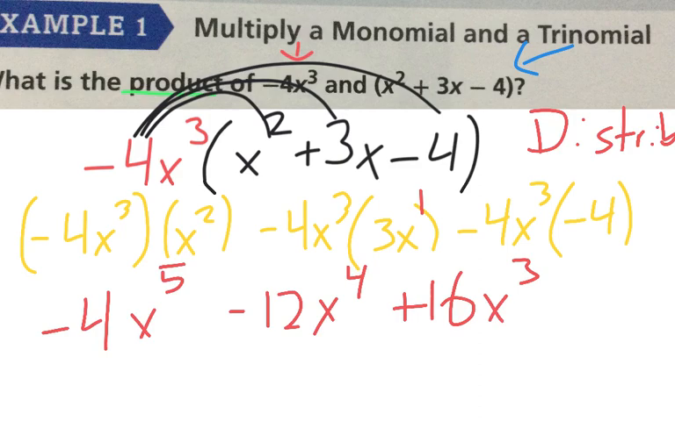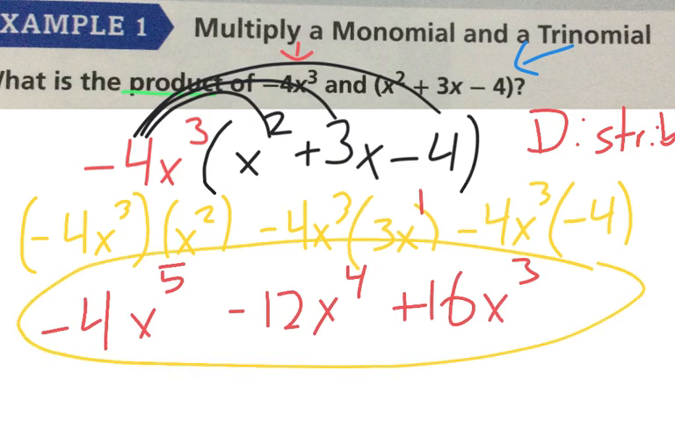Now, once we distribute, we have to look. Do we have any like terms that we can combine? Here we do not. None of those are like terms. So this is my final answer. Also notice that the final answer is in the standard form of a polynomial. You see how we're in descending order. This is my highest degree term, fifth degree term, fourth degree term, third degree term. We always want to put our answers to polynomials in standard form, or decreasing.